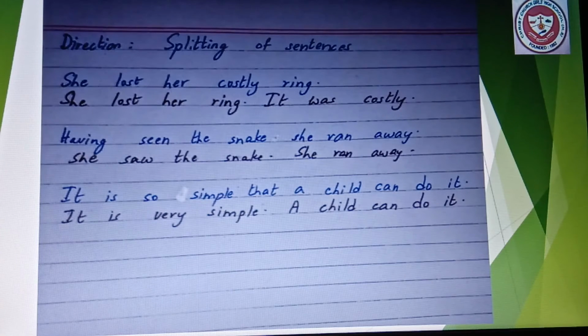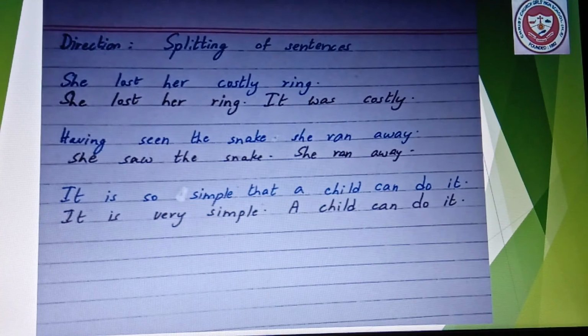Having seen the snake, she ran away. Again, two facts here. The person saw the snake and the person ran away. So, she saw the snake, full stop, she ran away. When you split, you have to always keep this basic thing in your mind: from the original sentence, what two facts can you get which you can separate into two different sentences? It is so simple that a child can do it. It means it's a very simple job and a child can do it.